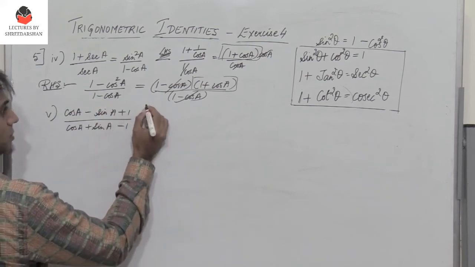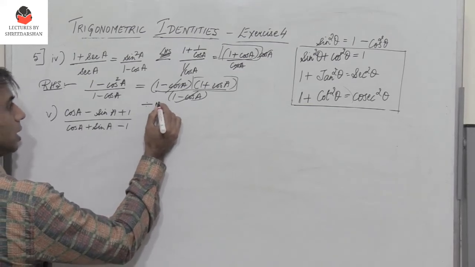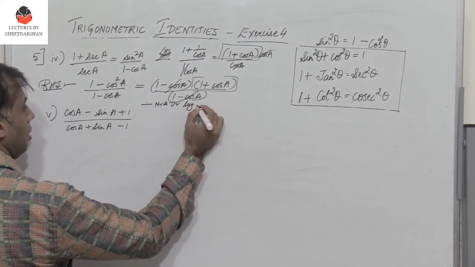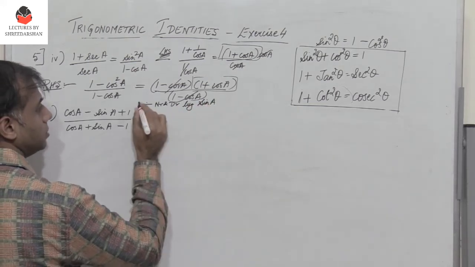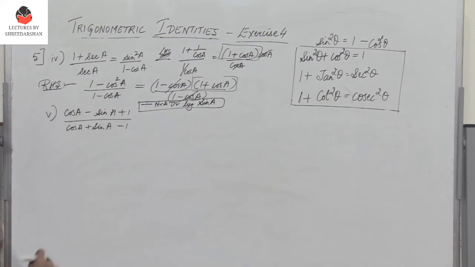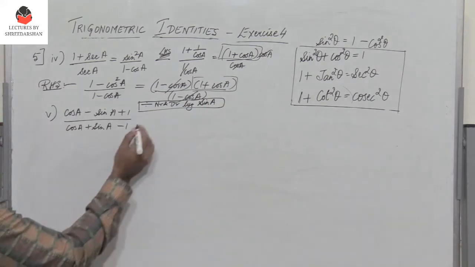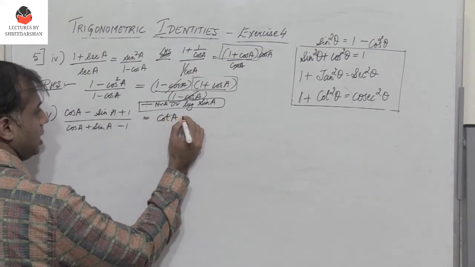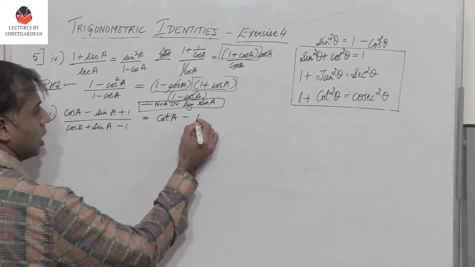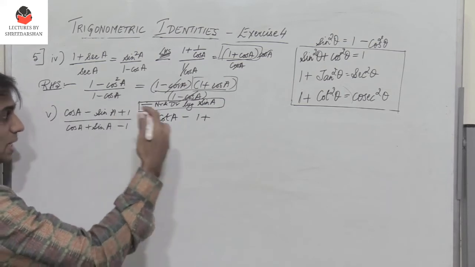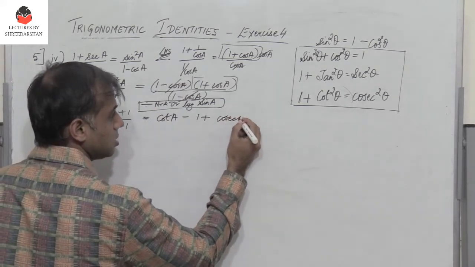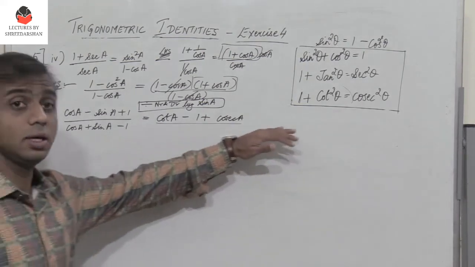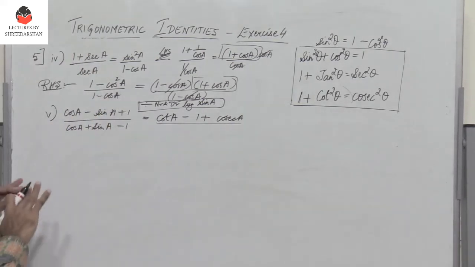So I divide both the numerator and denominator by sine A. So if I divide it by sine A, I get cot A. So cos A by sine A is cot A, I'll write it directly, minus sine A by sine A is 1, plus 1 by sine A is cosecant A. Right? So we have got cosecant A here. So we want the entire expression in terms of cot A and cosecant A. So we are coming there.